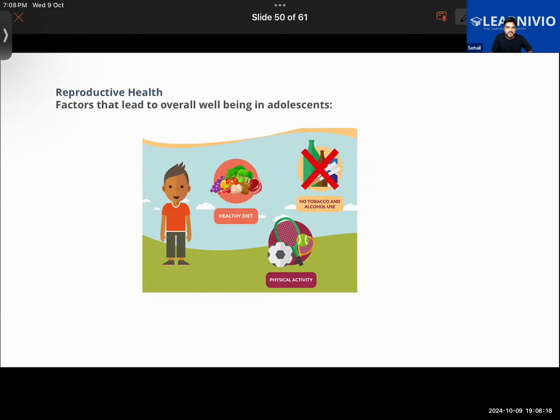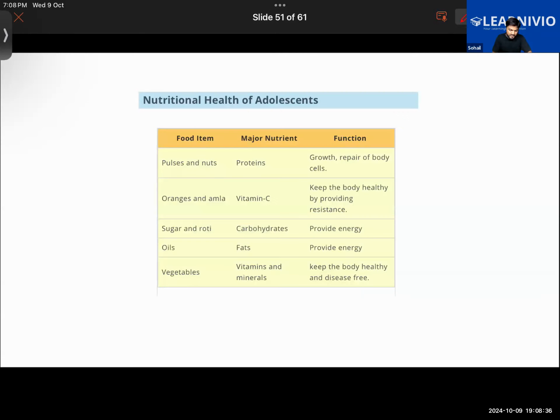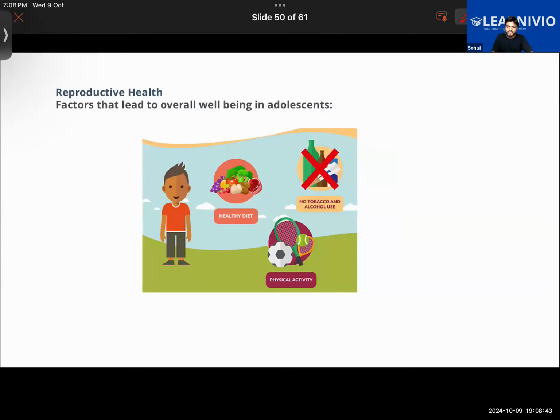Furthermore, talking about reproductive health, there are different factors which lead to overall well-being in an adolescent, particularly nutritional health. For a healthy body, we know that adolescents need to have a healthy diet. They should not consume any kind of drugs or tobacco, and any kind of alcohol use should be strictly avoided. Physical activity is important for healthy growth of the bones and muscles.